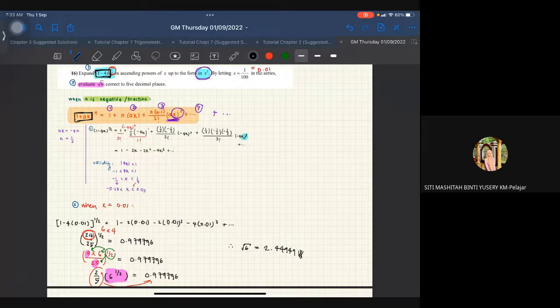Okay, ada soalan tak? Boleh faham tak saya punya explanation? Boleh, Miss. Boleh. Okay, good. Orang lain? Faham, Miss. Faham. Okay.